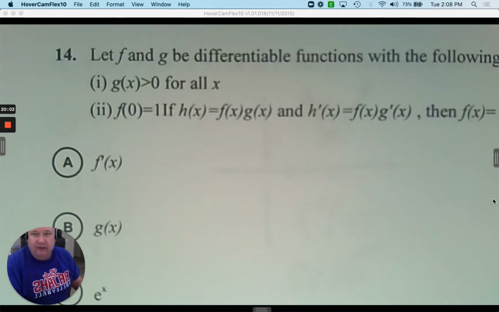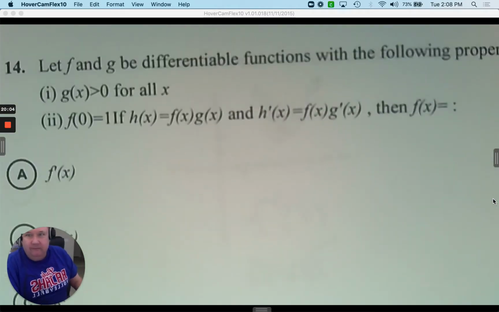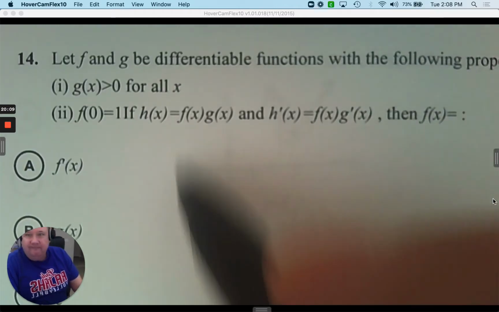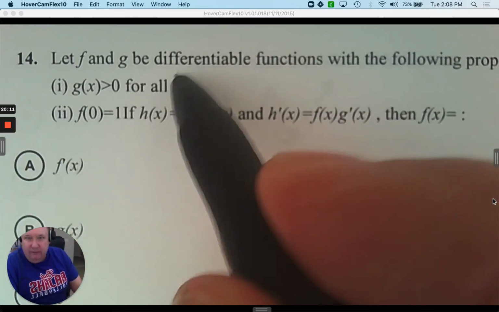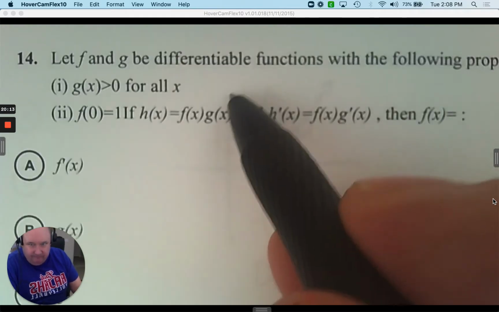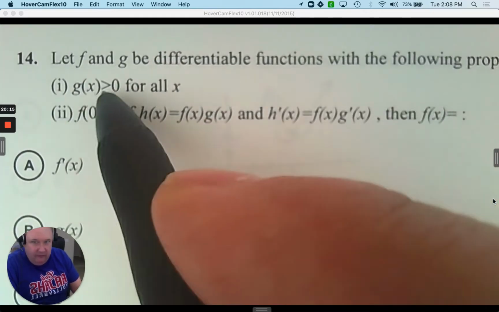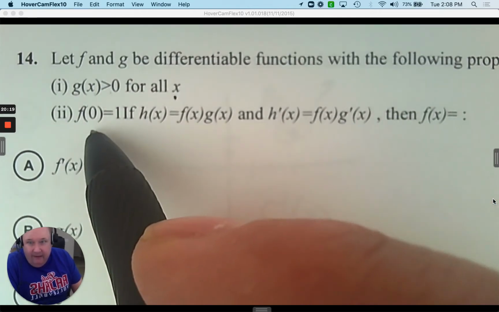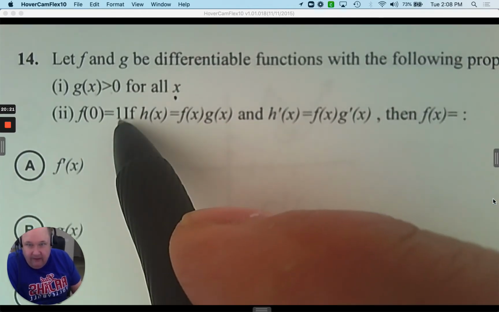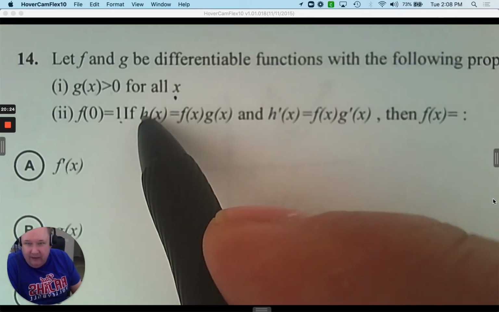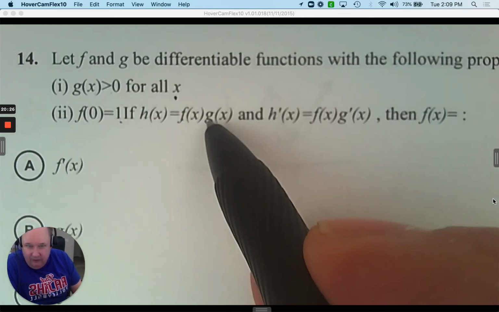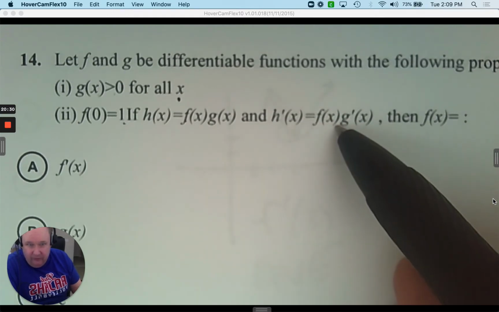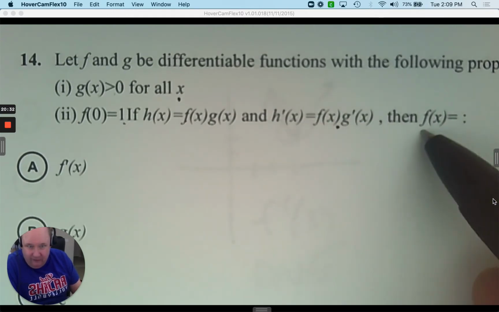Number 14. Let f and g be differentiable functions. So g at x is greater than 0 for all of x. So it's always positive. f at 0 equals 1. If h at x equals f at x times g at x, and the derivative of that equals this, then what does f at x equal?